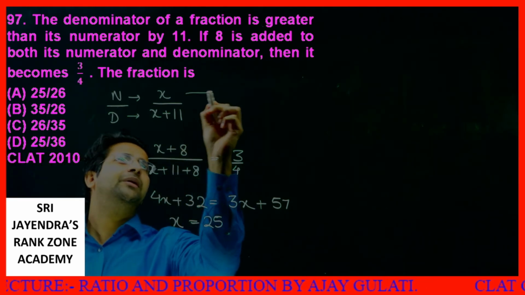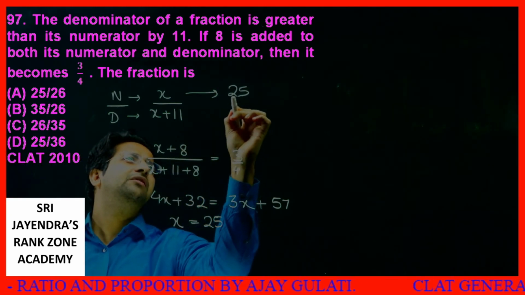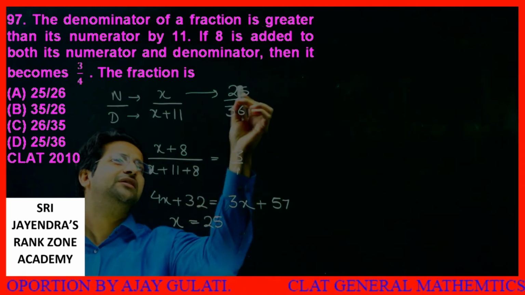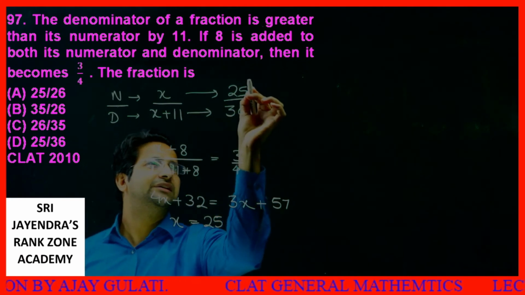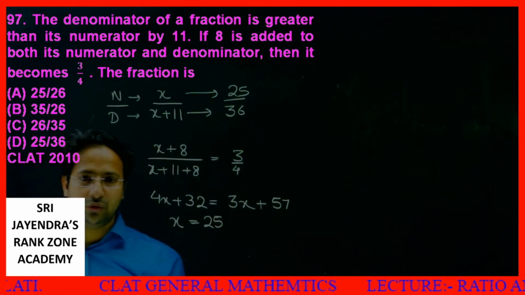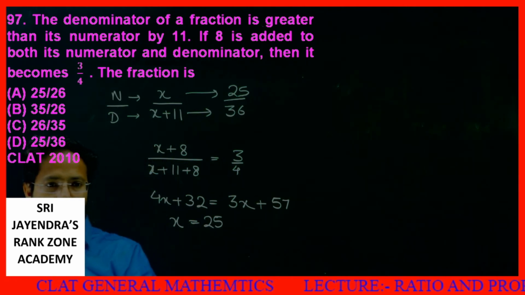So this fraction becomes 25 upon 25 plus 11. I can say 25 plus 11 is 36. This is my answer. I hope it makes sense and it is clear to all of you. So next question, dear students.